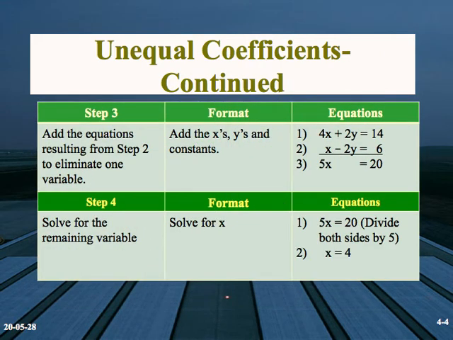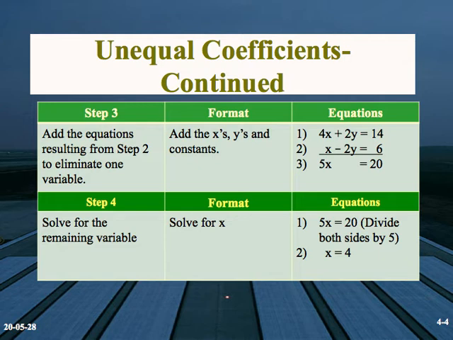In step 3, we add the equations resulting from step 2 to eliminate one variable. You add the x's, y's, and constants. So for equation 1, we have 4x plus 2y equals 14. Equation 2, x minus 2y equals 6. Add the two equations. We have 5x equals 20.